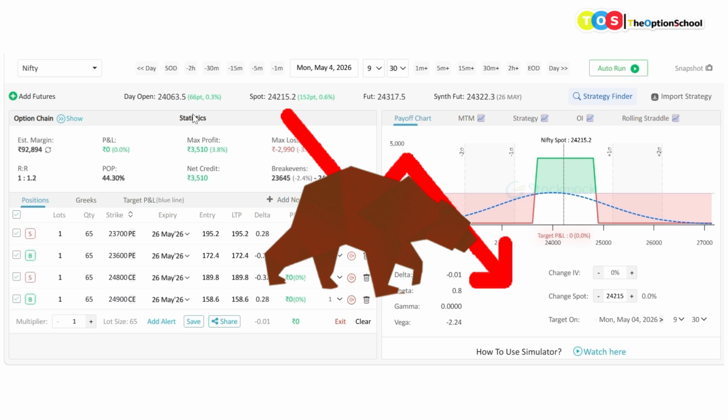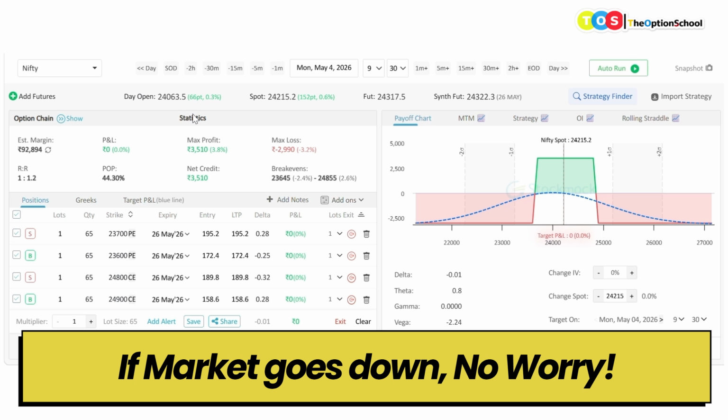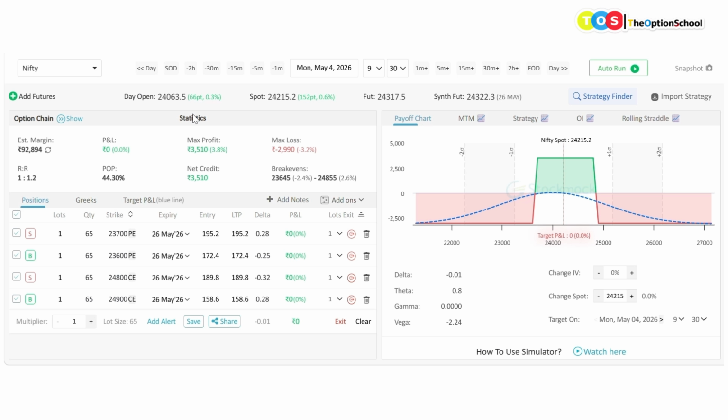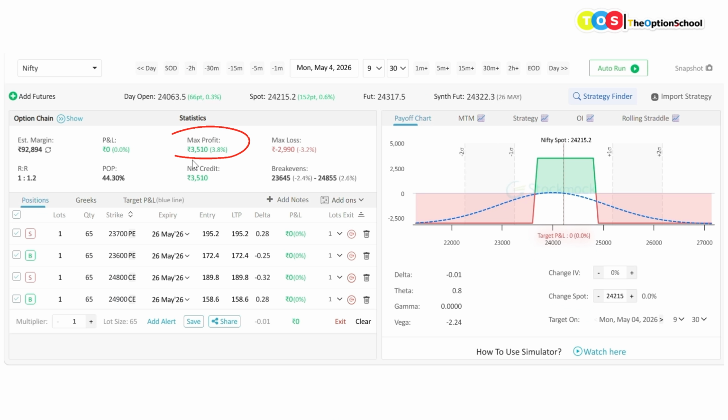So I will modify my iron condor in such a way that if market goes down, I am not at all bothered, and still for a very wide range I can make a very good profit. So if I think market will go down, from the 23,700 put I have sold, 23,600 put I have purchased. This is my original trade, and in the original trade I have sold 24,800 call and I have purchased 24,900 call. In this case my maximum profit is 3510, my maximum loss is 2990.